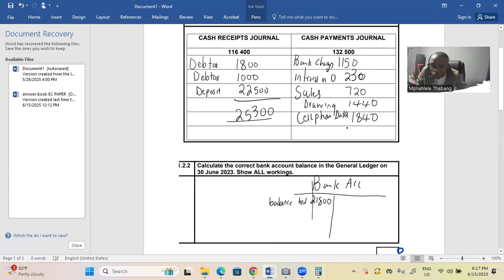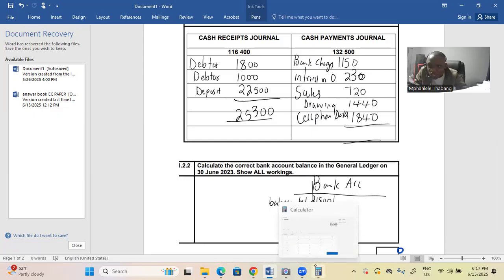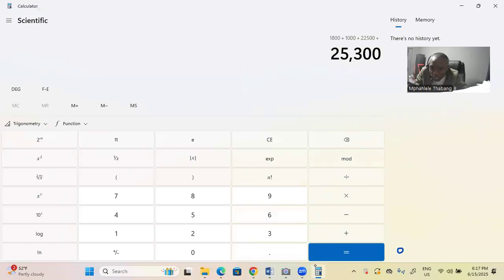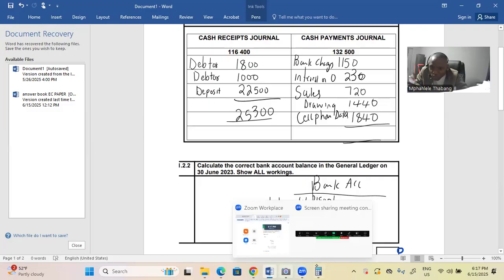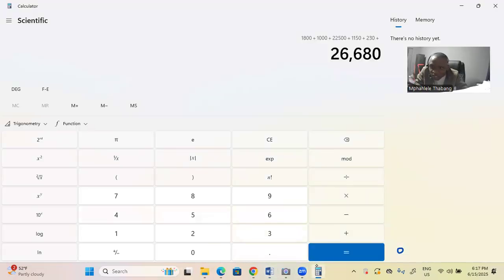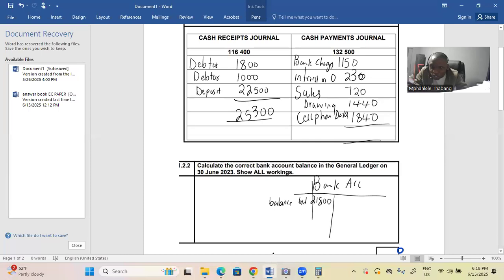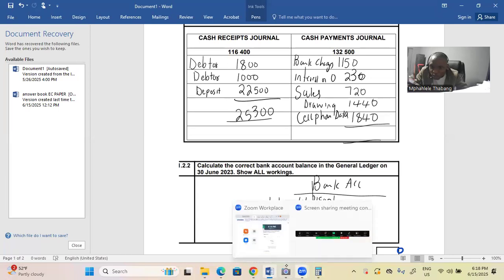Then we also have to calculate the total of the cash payment journal, starting with 1,150 and 230. 1,150 plus 230, then 720, followed by 1440. No, something is wrong. Let me start over calculating the cash payment journal. It's 1,150 plus 230 plus 720.